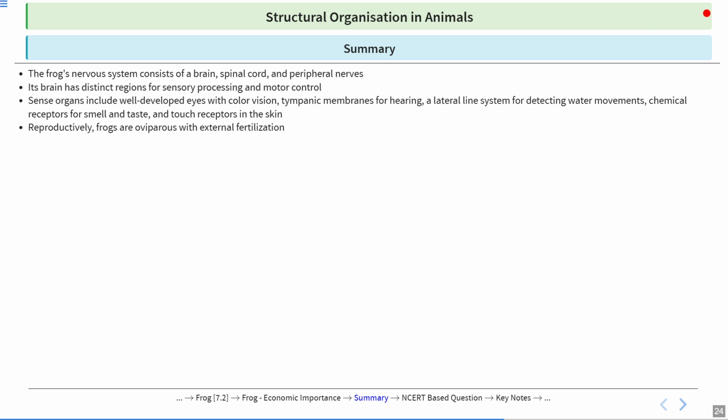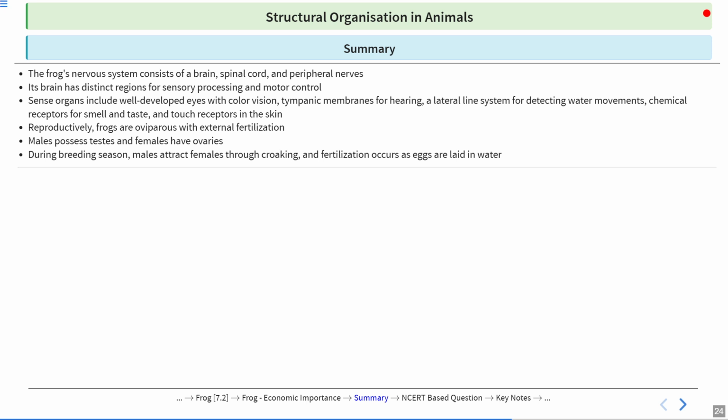Reproductively, frogs are oviparous, and we see external fertilization in the case of the frog. Males possess testes and females have ovaries. During the breeding season, males attract females through croaking, that is, producing sound by the vocal cord, and fertilization occurs as eggs are laid in water. Once the eggs are laid in water, the male releases sperm on them, and fertilization occurs in water only.